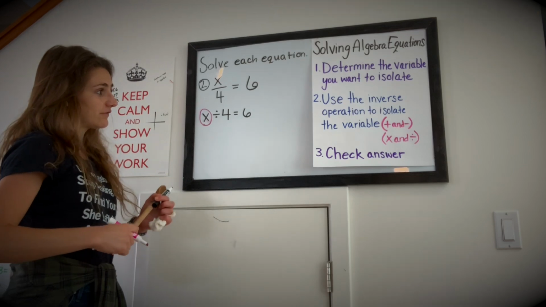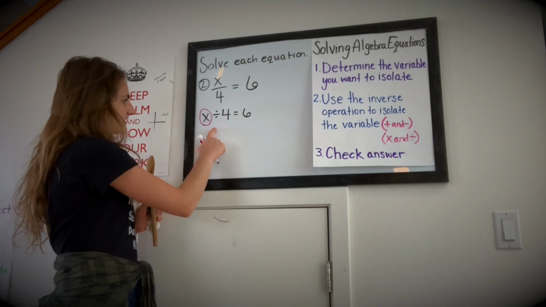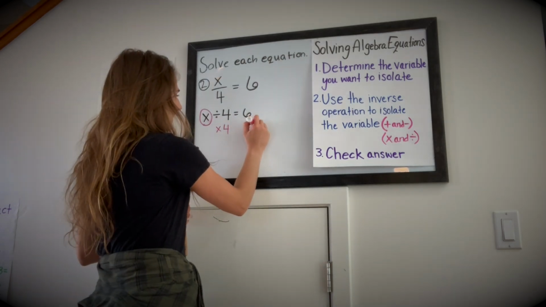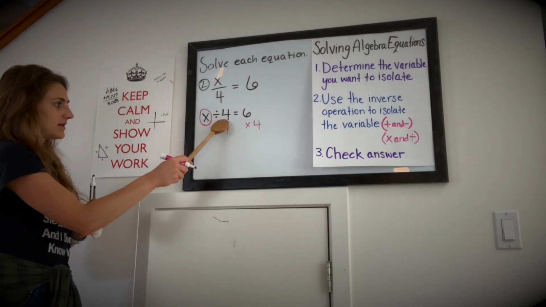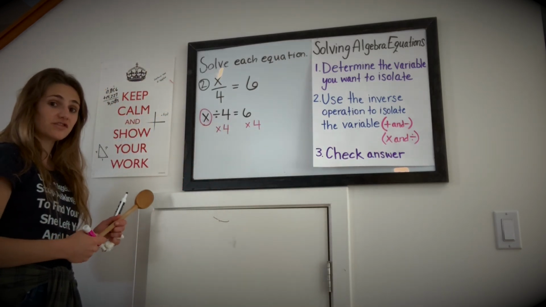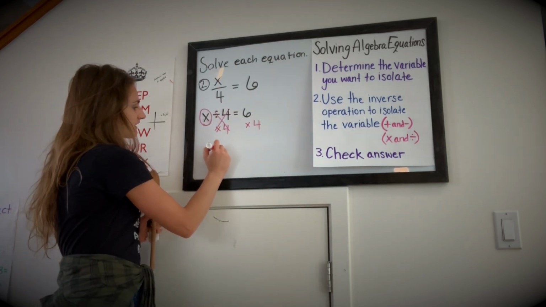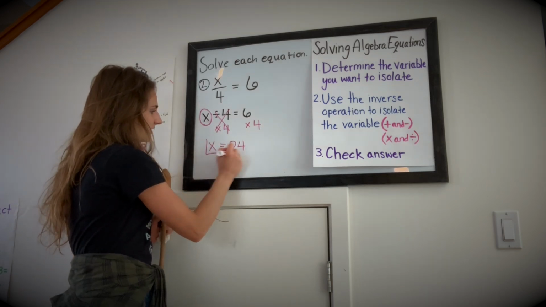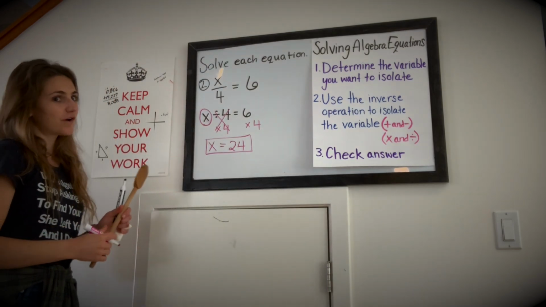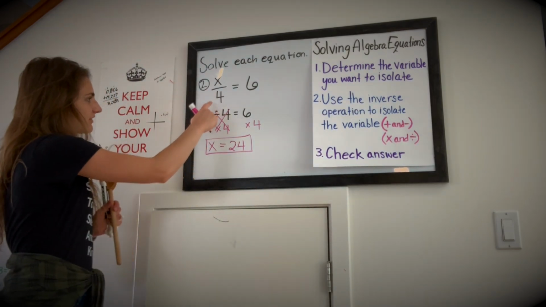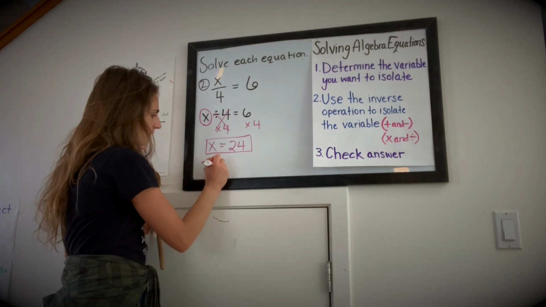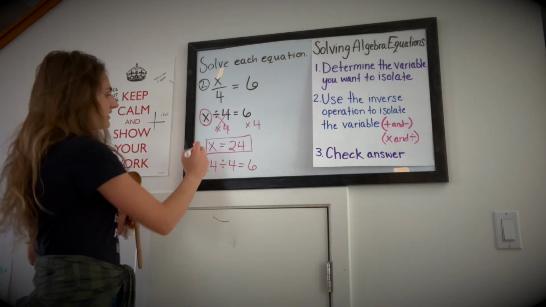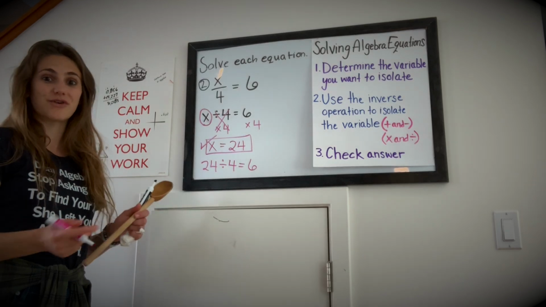Step 2, use the inverse operation to isolate our variable. Instead of dividing by 4, I'll do the inverse operation, which is multiplying by 4. And I'll do that to the left side and the right side. We know that dividing by 4 and multiplying by 4 are opposite operations, therefore they cancel one another out, and we are just left with x on the left side. 6 times 4 equals 24, so I think my final answer is x equals 24. However, I need to move on to step 3 and check to make sure. Instead of writing x divided by 4, I'll write 24 divided by 4, and 24 divided by 4 does in fact equal 6. So I know that my answer, x equals 24, is correct.